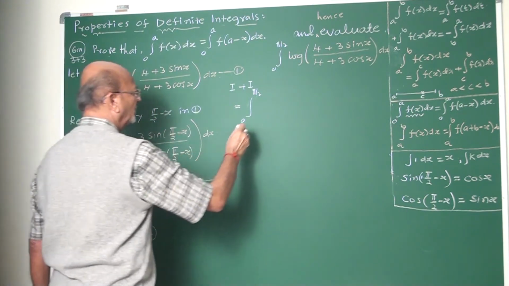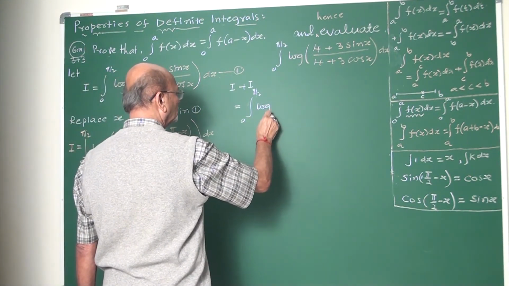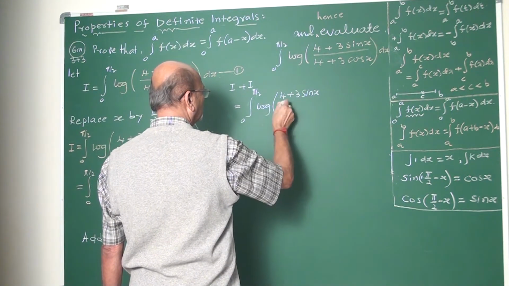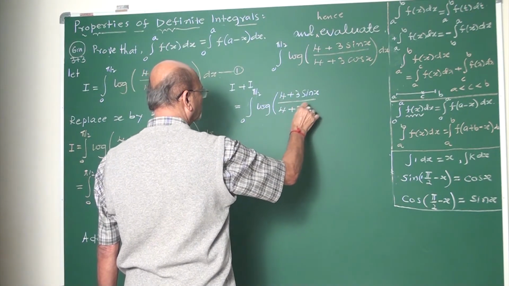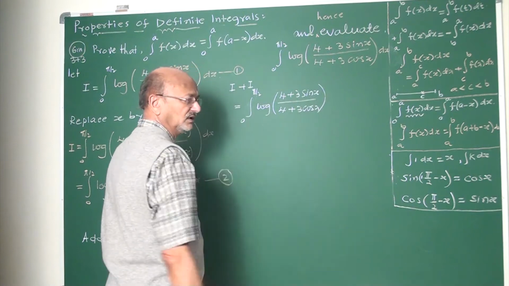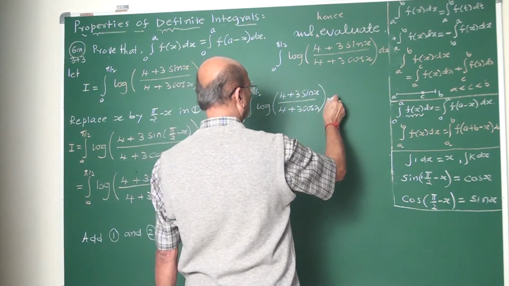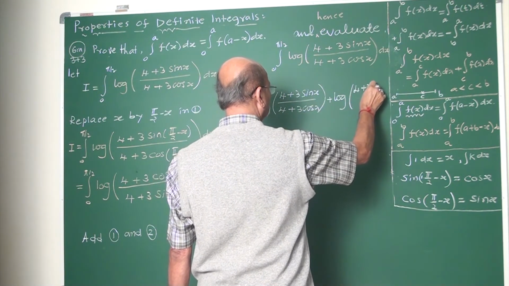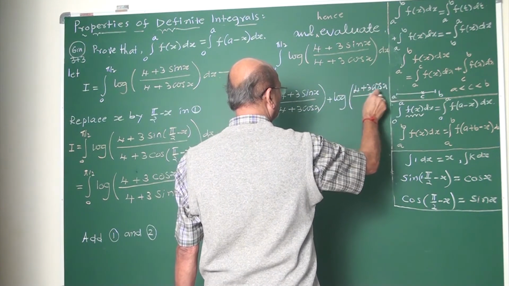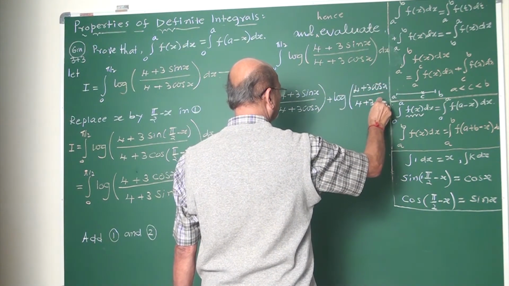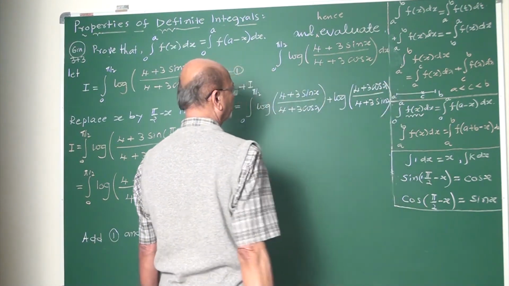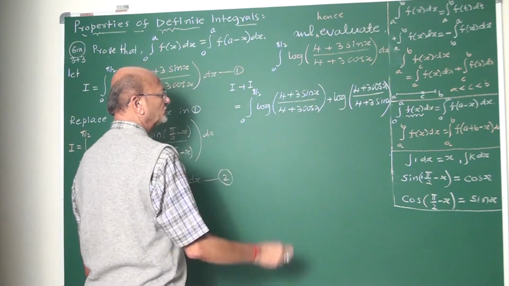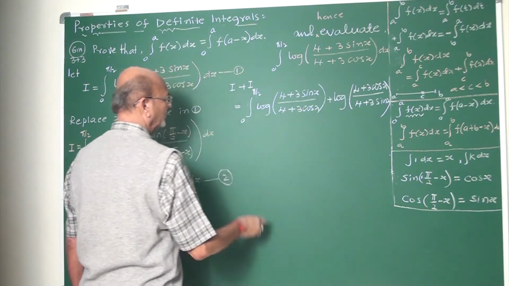The integrand of the first is log of 4 plus 3 sin x, the denominator is 4 plus 3 cos x. Plus log of 4 plus 3 cos x, the denominator is 4 plus 3 sin x. Yes, my friends, this is the first integrand, this is the second integrand. What is your observation? Log u plus log v.